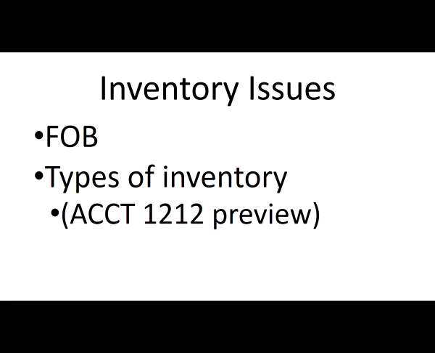When you move on to 1212, you're going to see three types of inventory discussed, and this will be early on in accounting 1212 if you take that class, which are raw materials, work in progress, and finished goods. Raw materials, work in progress, finished goods.